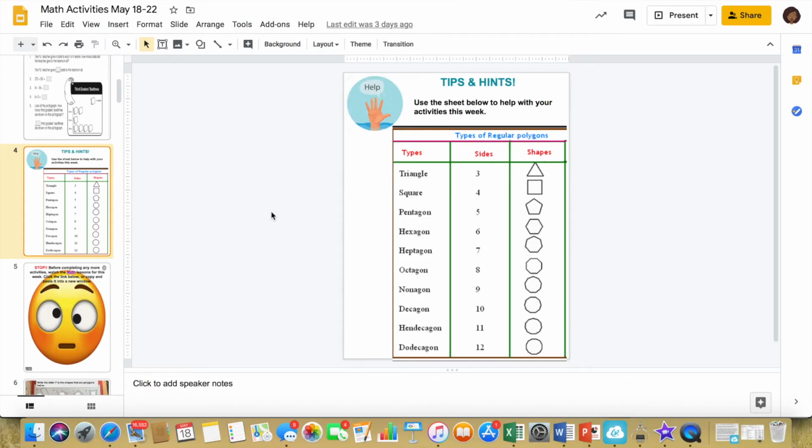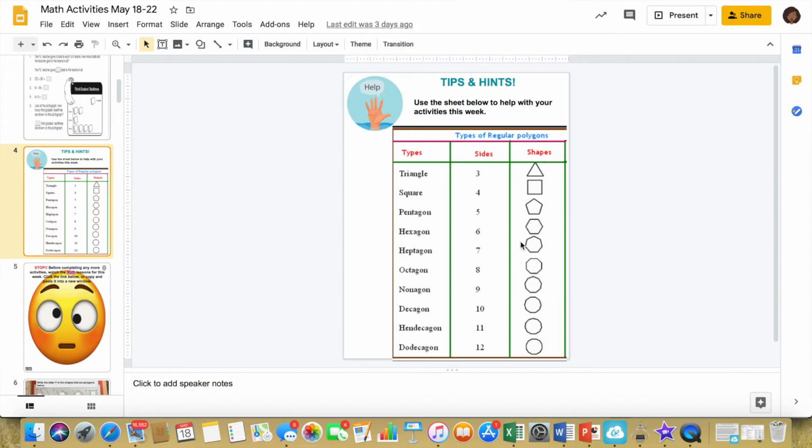Okay, so I just want to go over and review what you guys are going to be doing this week for your math activities. We just watched a BrainPOP video which described to us what a polygon is. We know that there's different types of polygons, and depending on how many sides the polygon has, the names are going to change. Like we already know our triangle has 3 sides, square has 4, pentagon has 5, hexagon has 6, heptagon has 7, octagon has 8, and on and on and on.